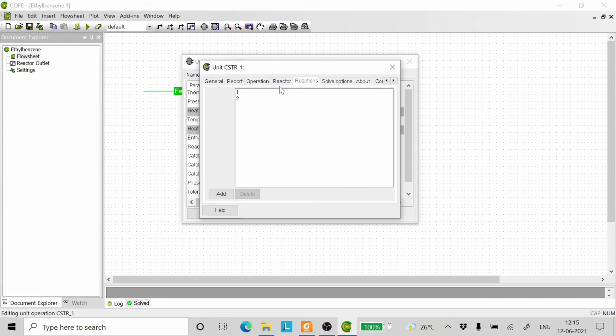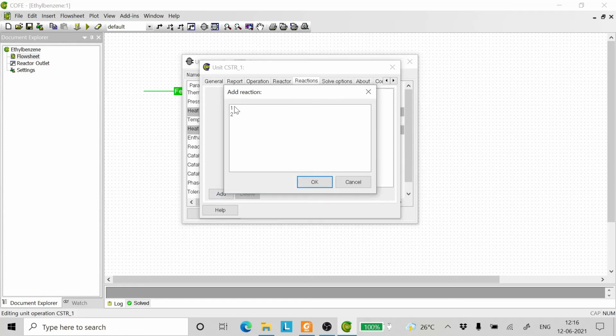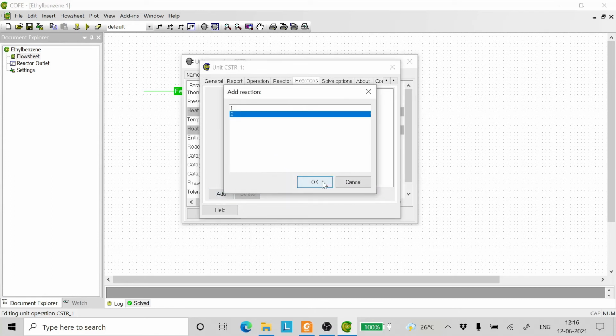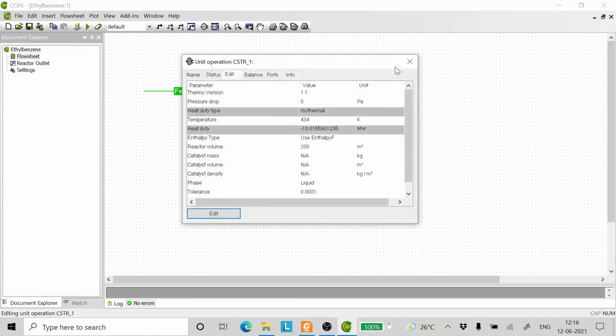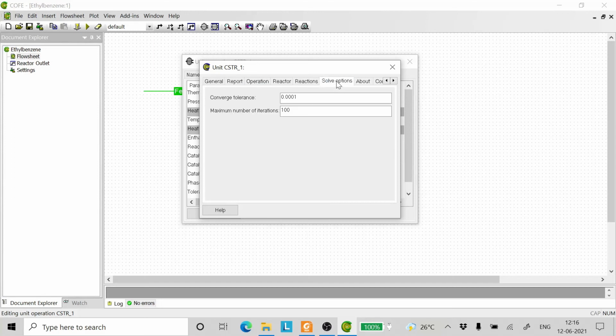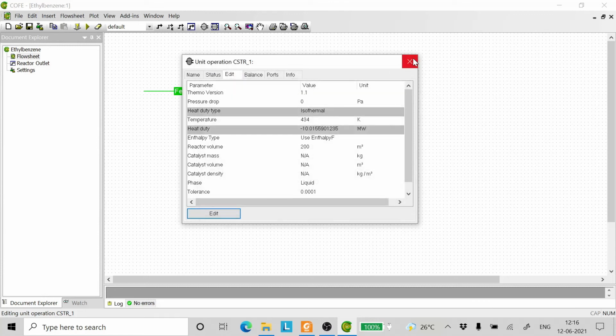Now we go to reactions. For clarity, I shall delete this and demonstrate once again. In the reactions window, we click add and we select both the reactions. Now we again click edit. Ensure that we have entered the reactions. Solve options are left as they are. And we close the window.